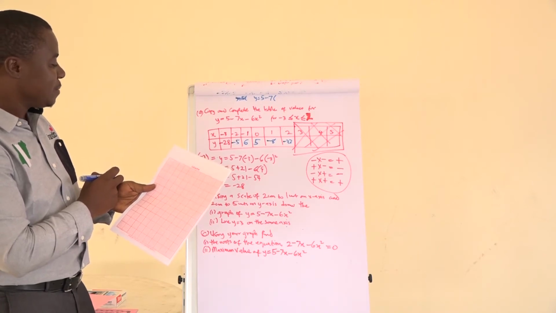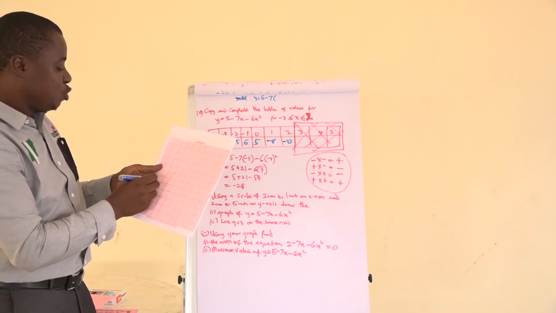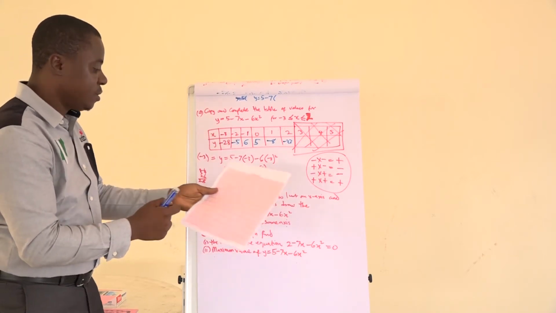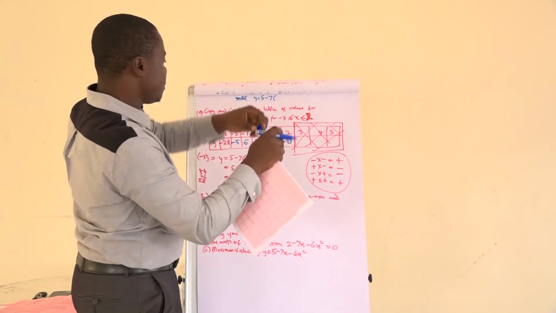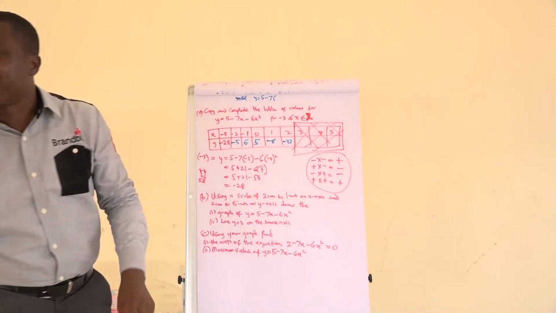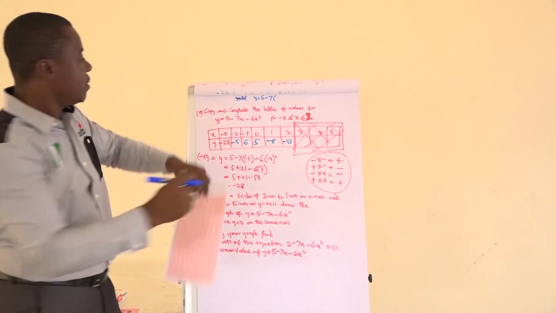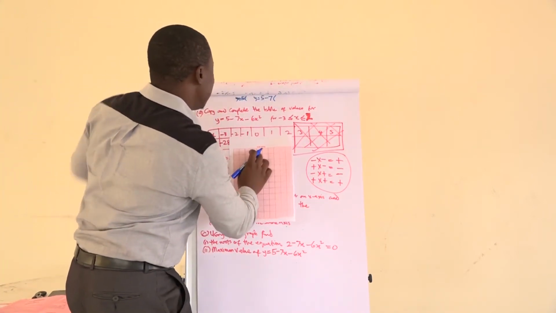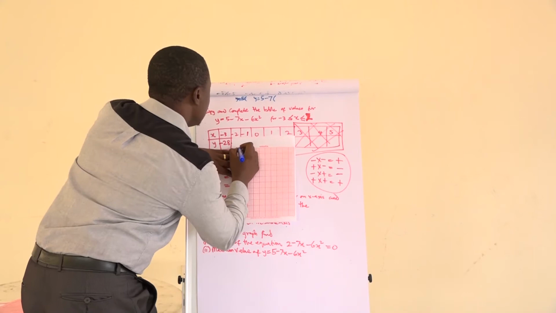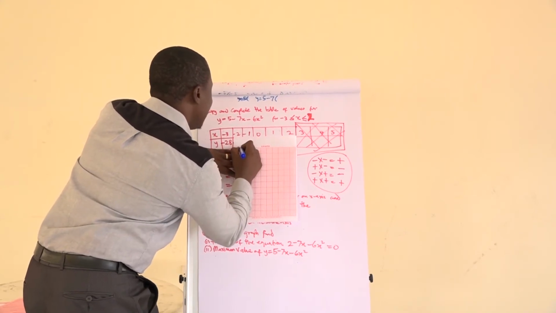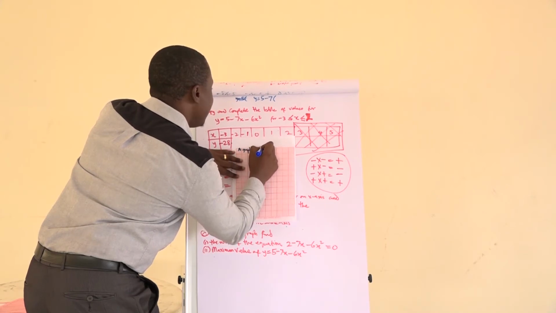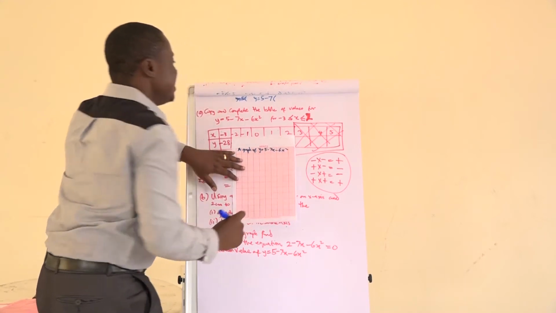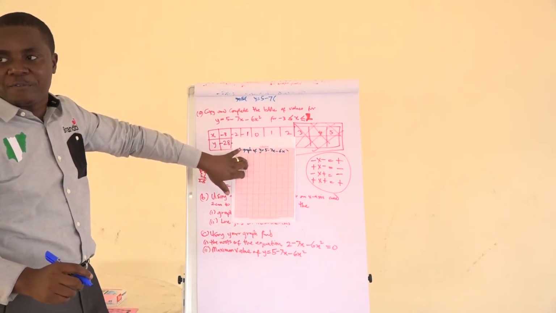Did you get that? They said 2 cm represents 1 unit. So first of all, watch. Every graph must have a title, 1 mark. So you write here the title. What is the title of this graph? The graph title is: a graph of y equals 5 minus 7x minus 6x squared. This is the title of the graph.